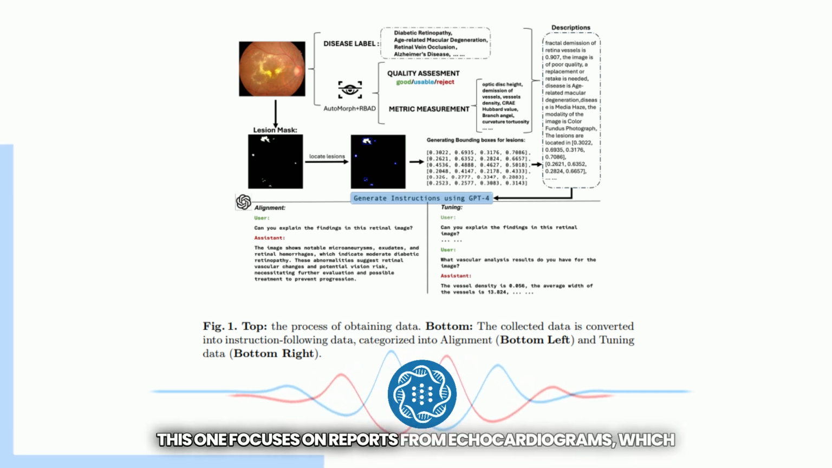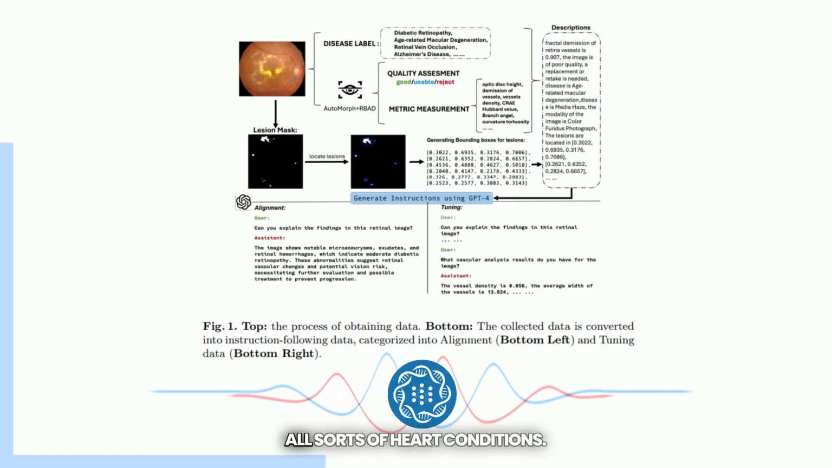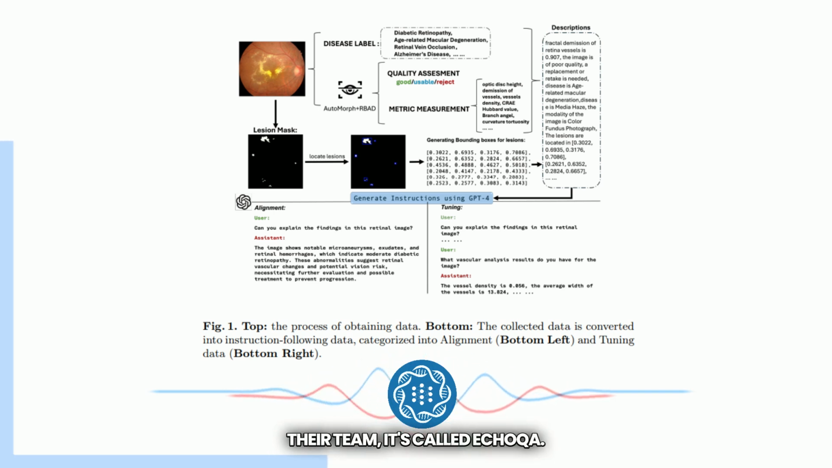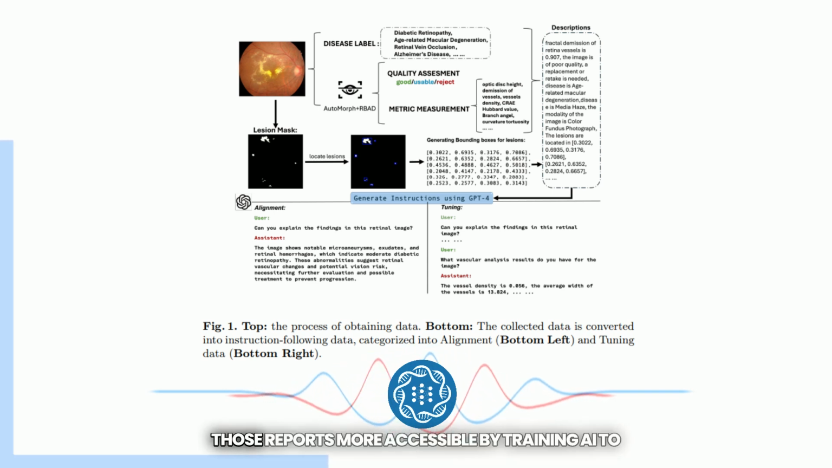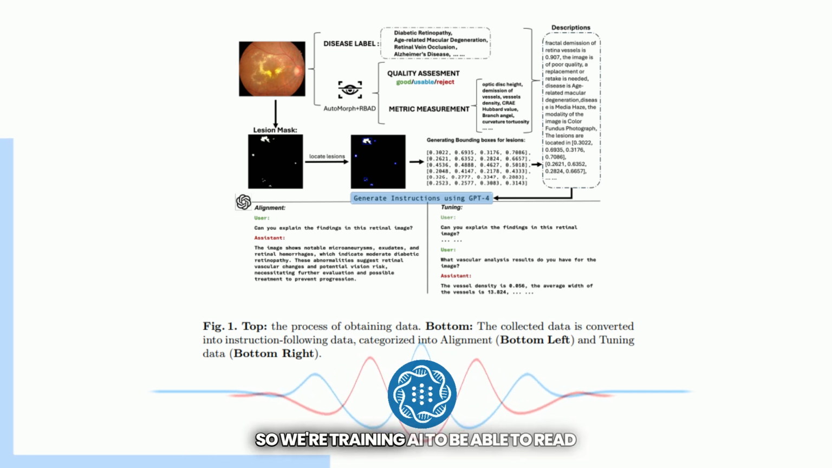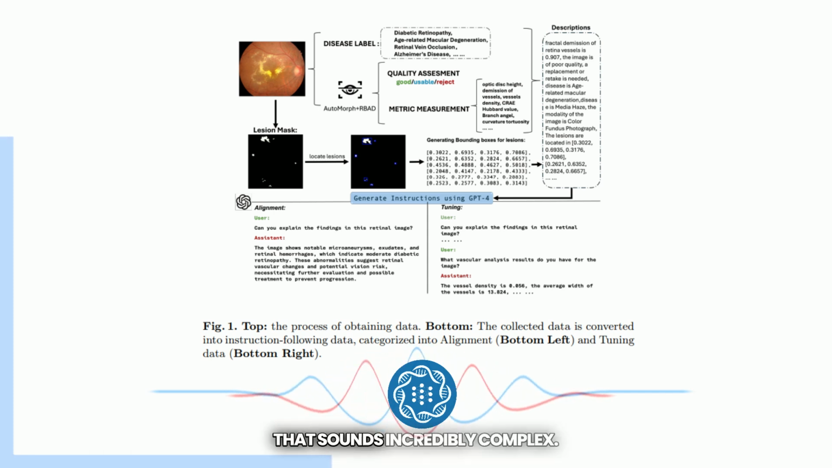This one focuses on reports from echocardiograms, which are those ultrasound images of the heart. They're really important for diagnosing all sorts of heart conditions. This paper by Lemma Mukhyber and their team is called EchoQA. EchoQA is all about making the information in those reports more accessible by training AI to understand them and answer questions about them. So we're training AI to be able to read and interpret those echocardiogram reports like a cardiologist would. That sounds incredibly complex.